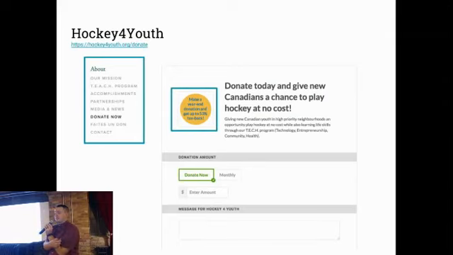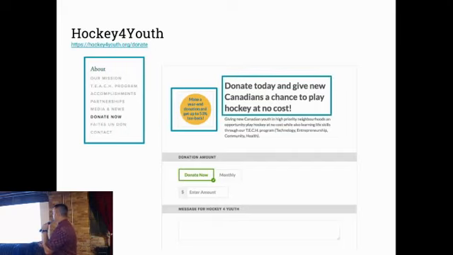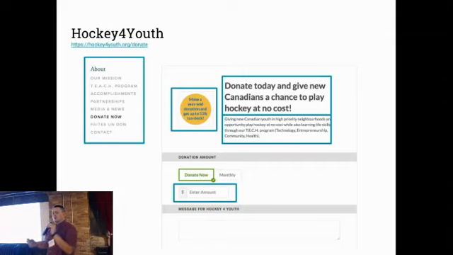So adding some incentive or saying, hey, if you do this good thing, you'll also get money back on your taxes. That's a nice little incentive value add, but it's contextual, but out of context right now. Donate today, give new Canadians a chance to play hockey at no cost. Pretty good.